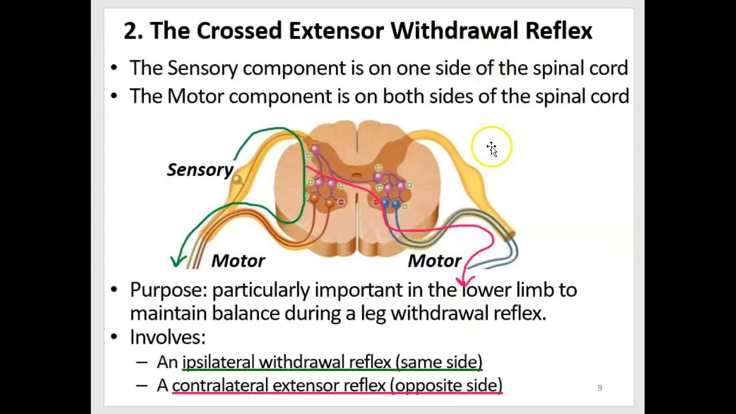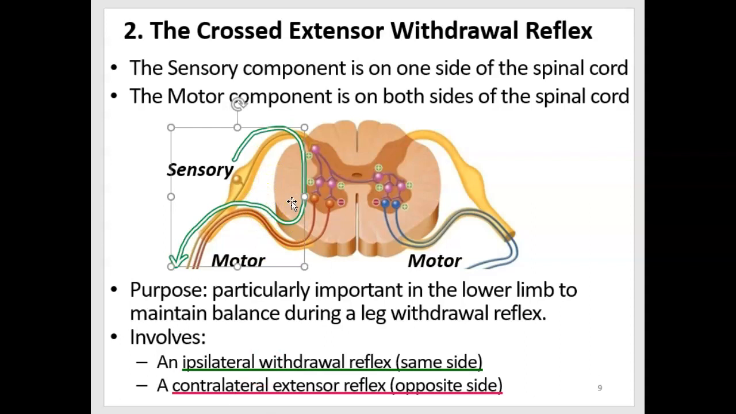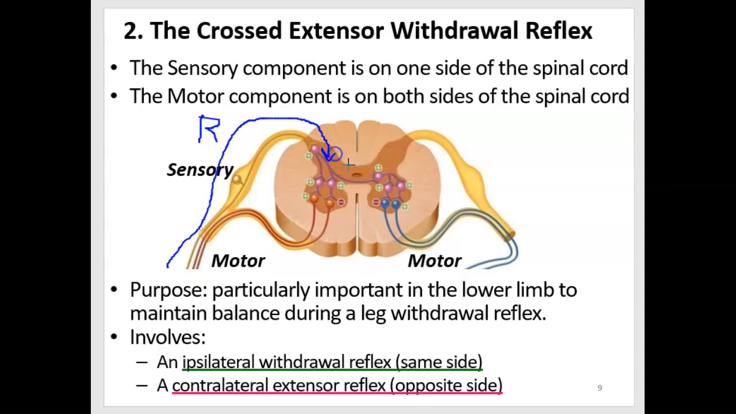Now let's look at the crossed extensor withdrawal reflex. This is a little bit more complicated in terms of circuitry, but let's first look at what happens on the same side as the sensation, okay? So in a crossed extensor reflex, on this right side of the body, sensory information has come in to the right side of the spinal cord, and with the help of interneurons, two motor neurons have been either stimulated or inhibited. One's probably stimulated, one's inhibited. The plus sign says stimulated, the negative sign says inhibited. So that's going to cause an action on the same side of the body.